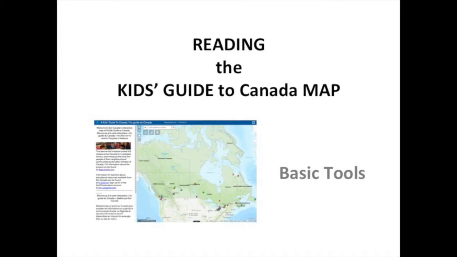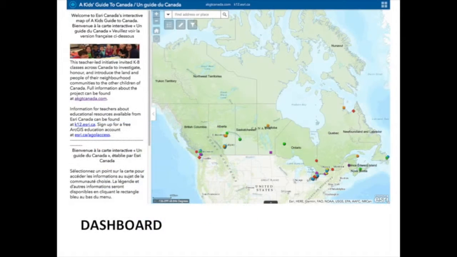Reading the Kid's Guide to Canada Map. Basic tools. When you first open the Kid's Guide to Canada Map, you see what we call the map dashboard. It contains two things, a map of Canada and information about the map, and the tools you need to read it. It might look slightly different on different devices, but everything will work just the same.